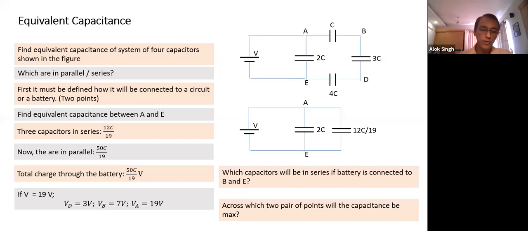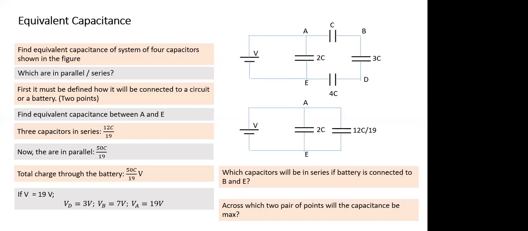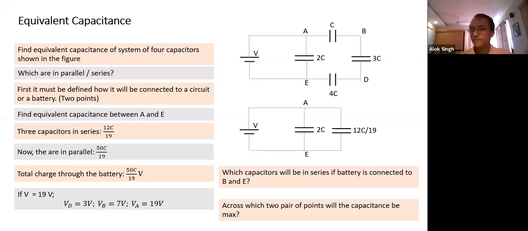When you connect in series, it will keep reducing. It will not keep increasing. Parallel gets added. If I connect across B and D, capacitance will be more than 3C. Why more than 3C? Because this 3C and the rest are connected in parallel to 3C. If I connect across B and D, the equivalent capacitance will be greater than 3C, because this 3C plus something in parallel. Whenever I connect anything in parallel, it will add up. But if I connect across ED, it will definitely be greater than 4C.